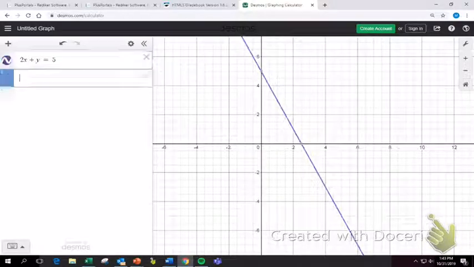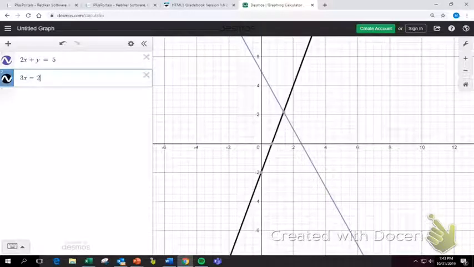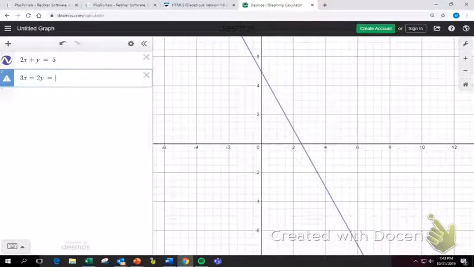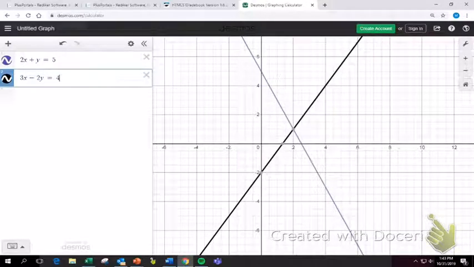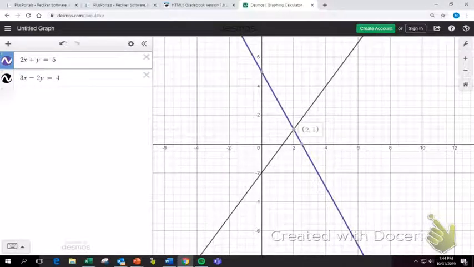All right, Bailey, what was the second equation you guys plugged in? 3x minus 2y equals 4. Awesome. All right. Lily, what is the one point that you have to have on your paper for this problem? 2, 1. And why do I require 2, 1? Because it's the point of intersection. Very good. All right, so we got 2, 1.